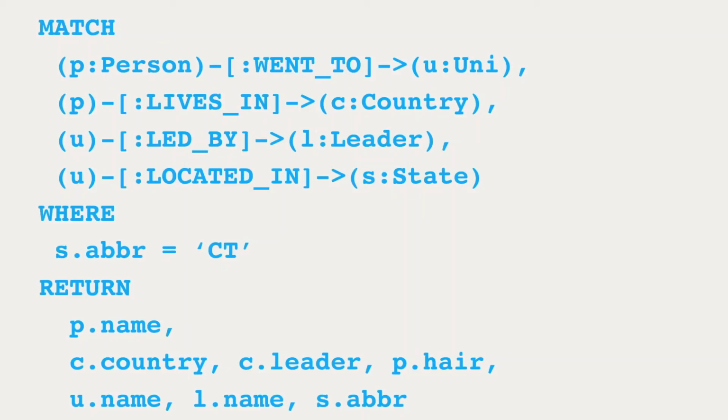That person lives in a country. That university is led by a leader. That university is located in a state. And we're trying to find all of the people who went to a university which is located in Connecticut.